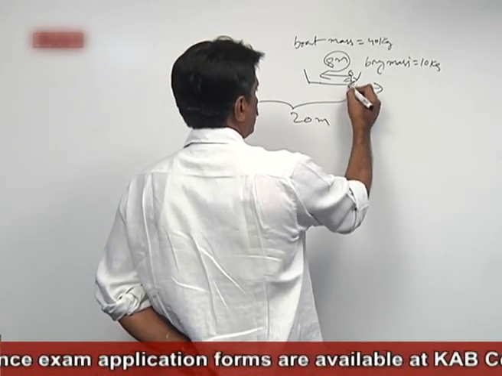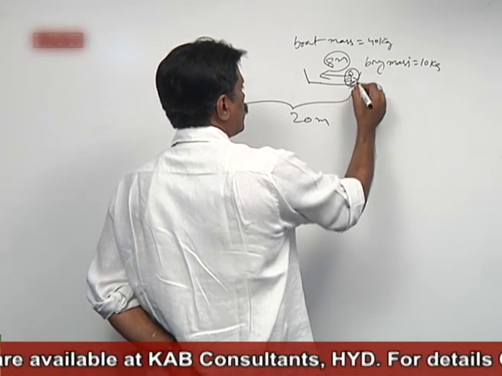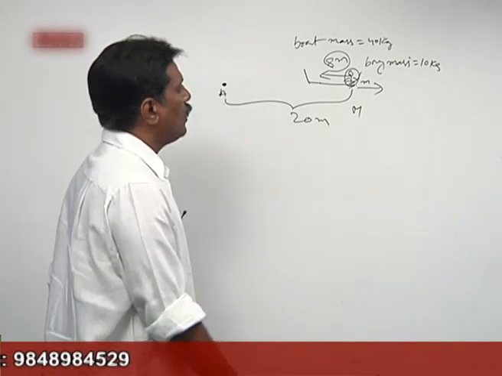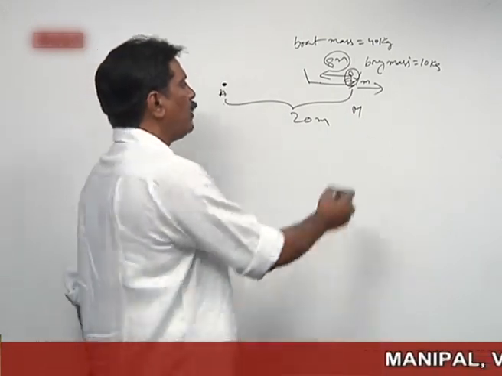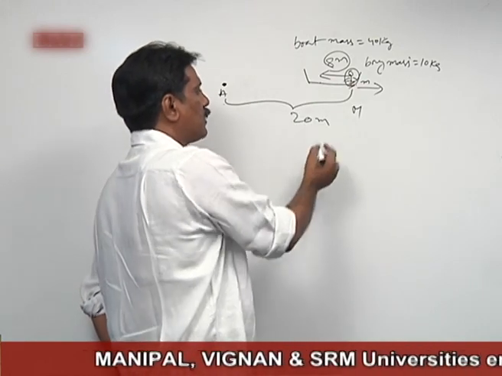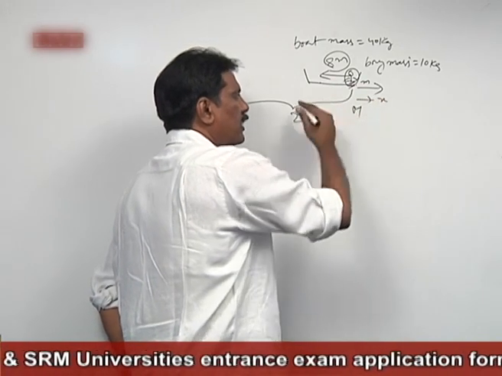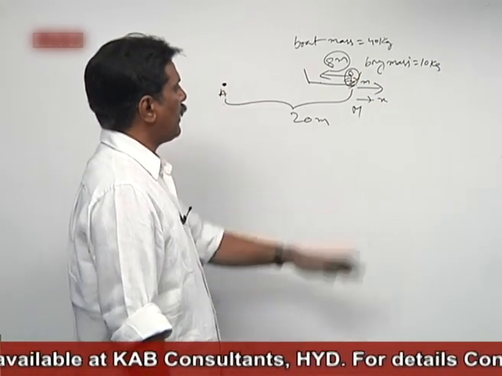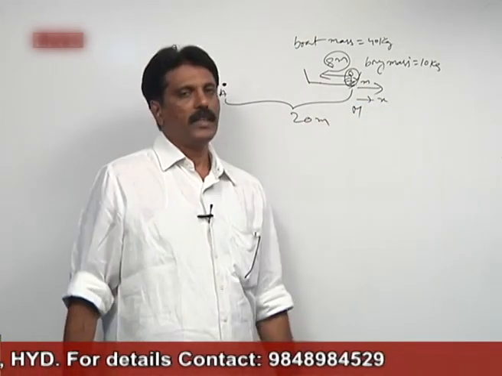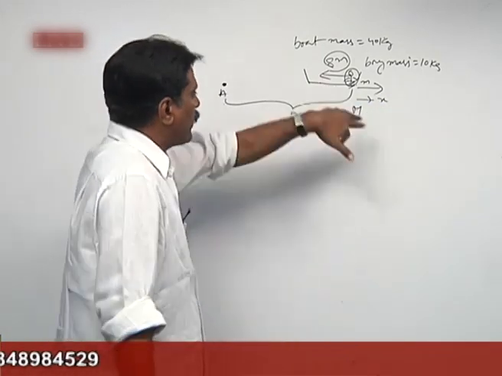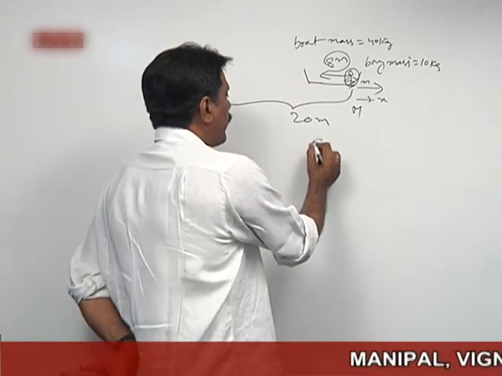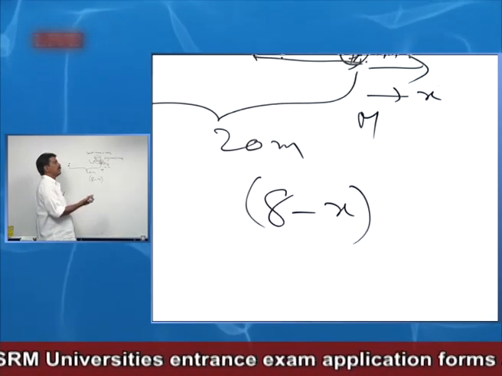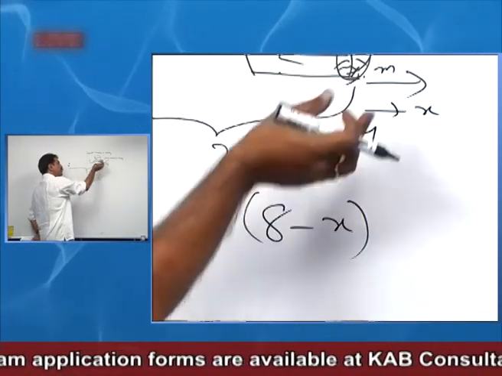Suppose the man's mass is small m and the boat's mass is capital M. If the man moves 8 meters in this direction, let the boat move x meters in this direction. Then automatically the effective displacement of the man is only 8 minus x, because he is inside the boat.